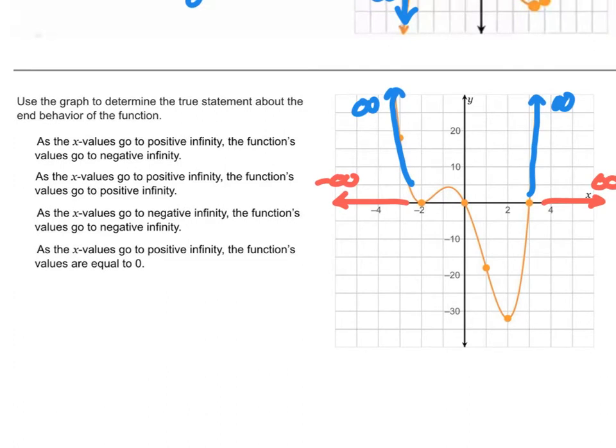So let's read this. As x values go to positive infinity, the function values go to negative infinity. No, that's not the case. They were going to positive infinity. So this is false.